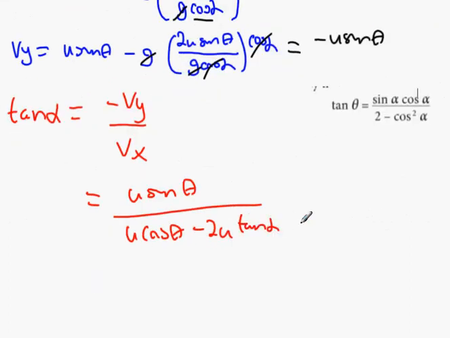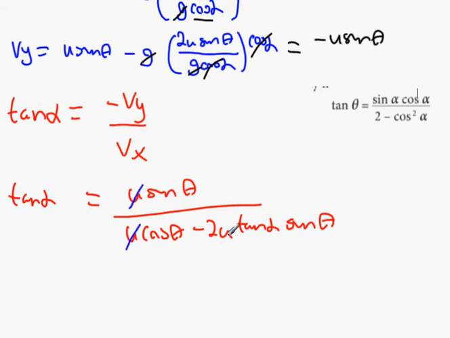Now it's going to be all about isolating tan theta. So we're really going to try hard to do that. Now that's going to be tan alpha here. I'm looking at getting rid of the u's at the start. They can all cancel.